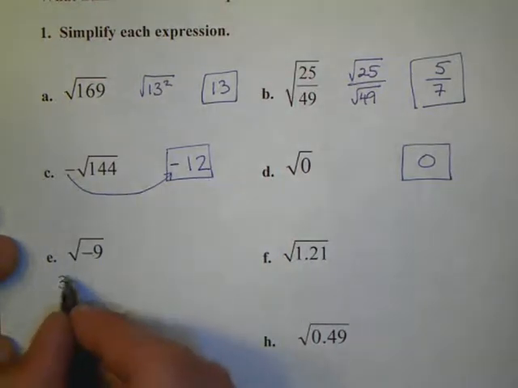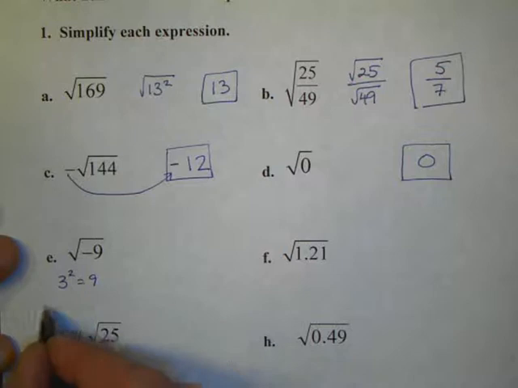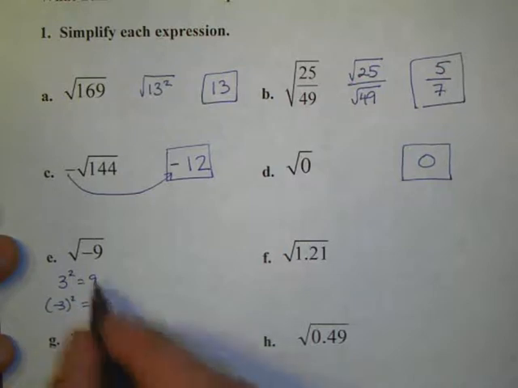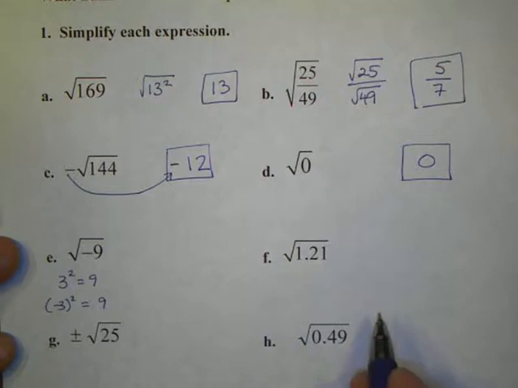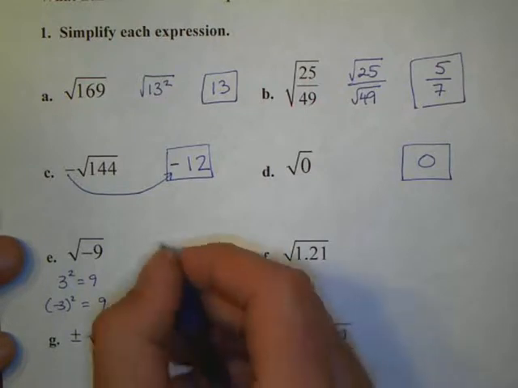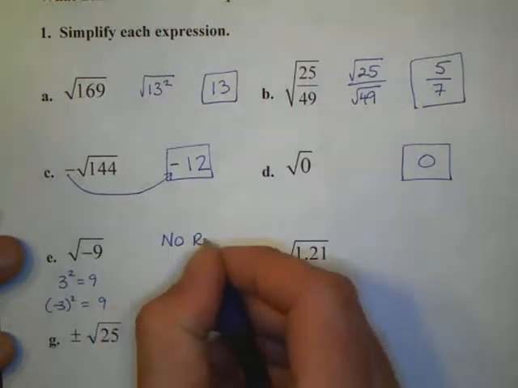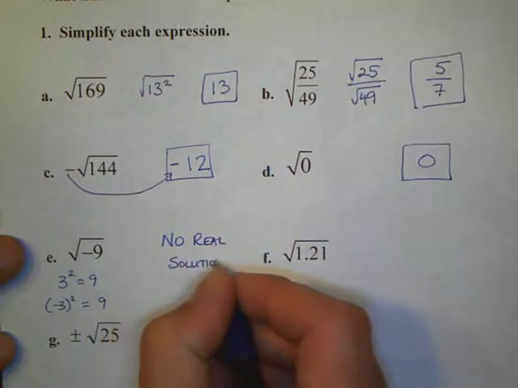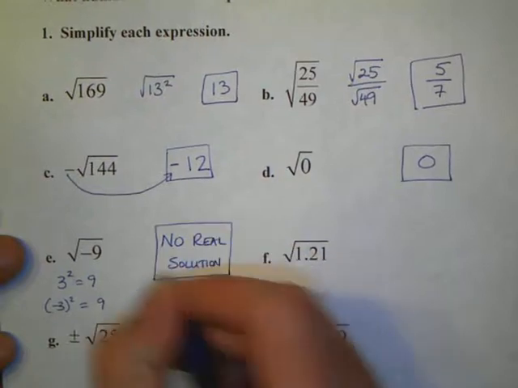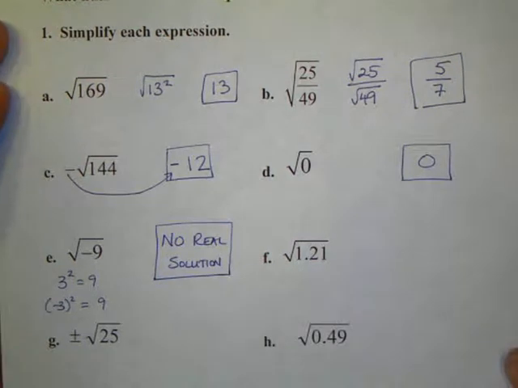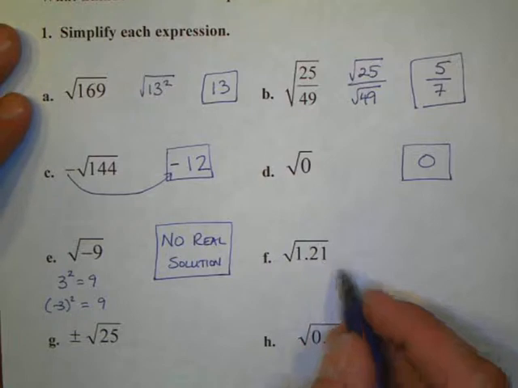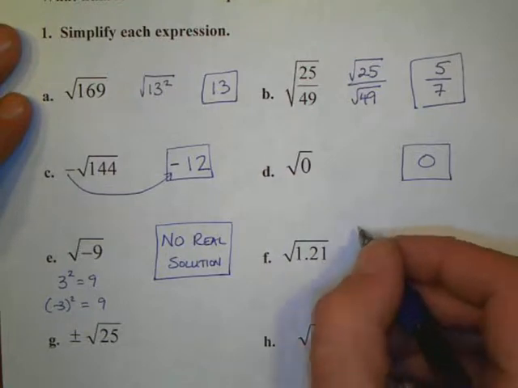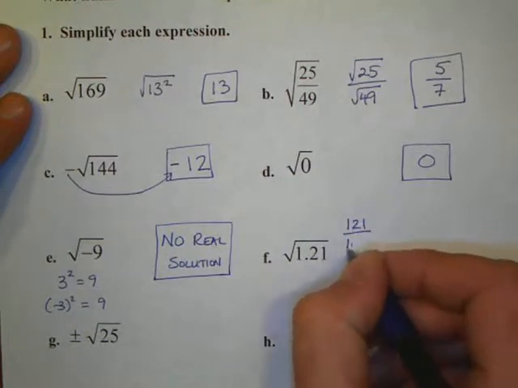Our next one is somewhat of a creative problem. We ask ourselves, what times itself equals negative 9? Well, let's think for a second. 3 squared is 9. The opposite of 3 squared is also 9. So there's no number that multiplies by itself that equals negative 9, so our answer here is going to be no real solution. It's important to use the word real because there actually is an answer, but that's at a higher level of math that we're not going to deal with today.